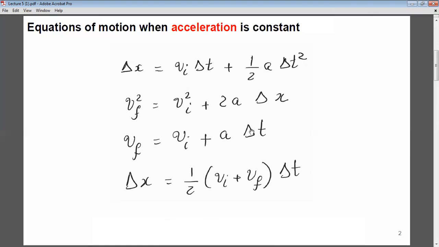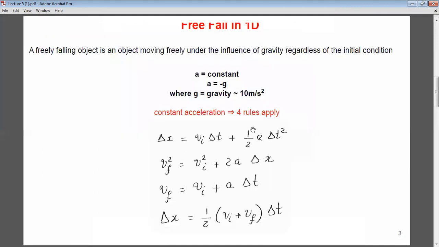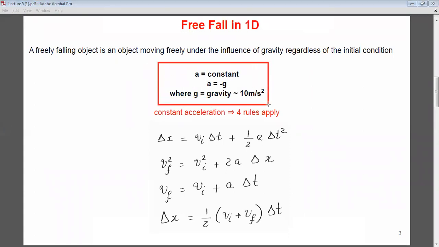Today we are going to discuss a special case when the acceleration is constant. This case is when an object falls freely under the influence of gravity, regardless of the initial condition. So we just get an object and leave it. It will fall under the influence of gravity alone. In this case, acceleration is constant. It's equal to minus gravity, whatever this gravity is.